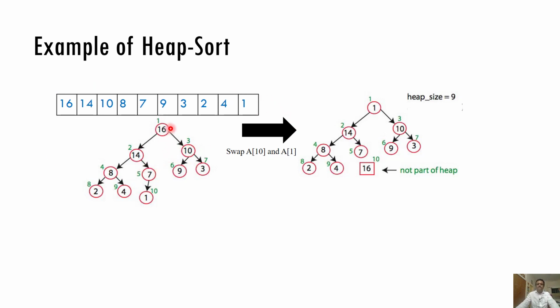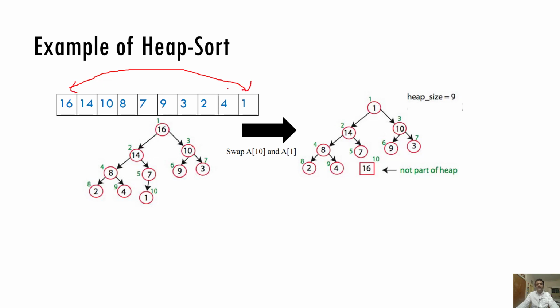So we swap this A1 and AN. This 16 will go there, 1 will come here. So we discard 16 from the heap. 16 will come here, 1 will go there. So we can just write over here. So we just swap these two.